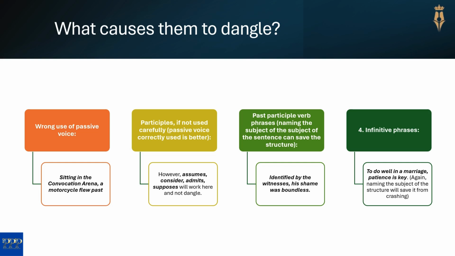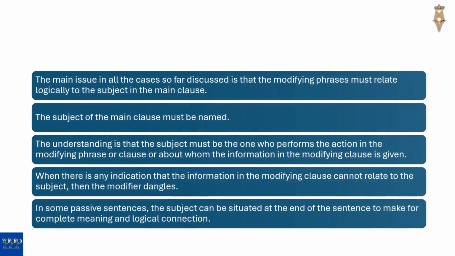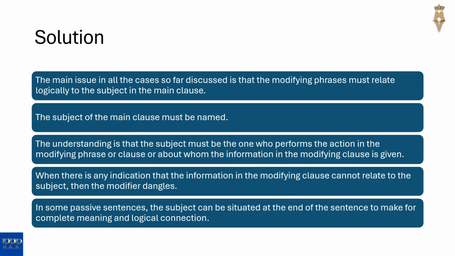So let's go to the next, the solution that we can have to these issues. So in this case, you can say that the main issue in all these cases is the modifying phrases. So we want to talk about the things that you can do to avoid this. The main issue in all the cases so far discussed is that the modifying phrases must relate logically to the subject in the main clause. So I have mentioned that one.